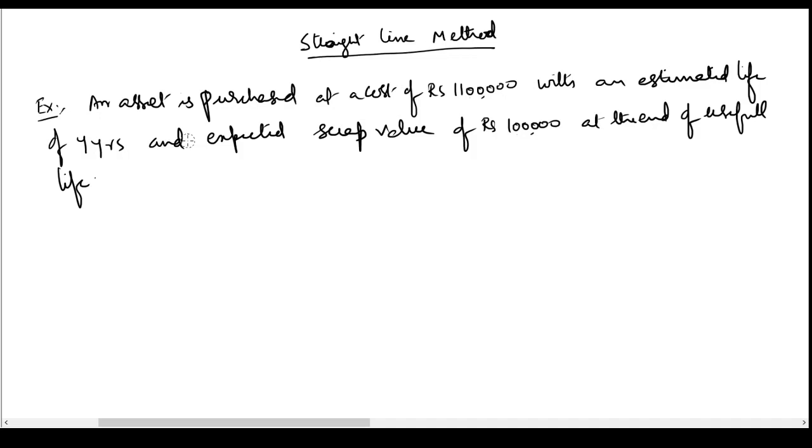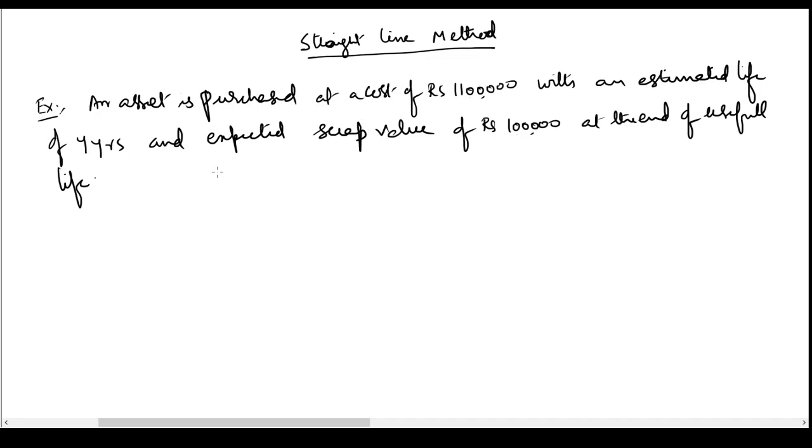Hi friends, in this video we'll learn about the straight line method through a simple illustration. Now, what is the straight line method? In the straight line method, the amount of depreciation remains the same over the useful life of the asset. That means the depreciation which we charge to the P&L account, or charge on the asset, remains constant or the same.